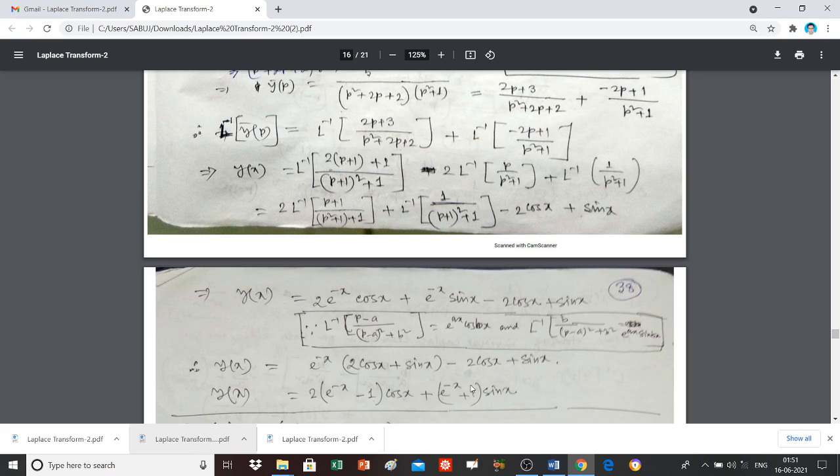So on differential equations, in this class we have solved some ordinary differential equations, and in our next class we will solve some other problems. Okay, so this is the end of this class.